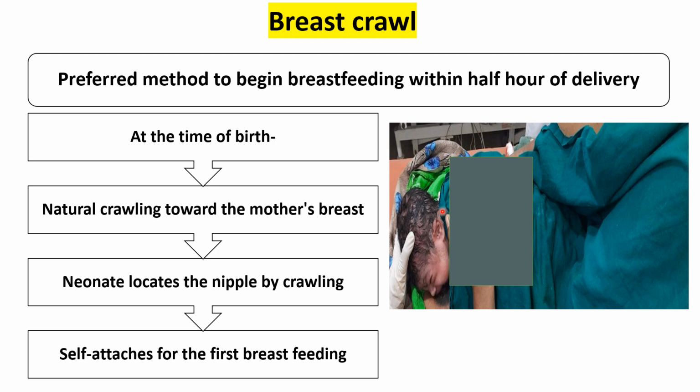So the prerequisite for this method is that the baby should be full term, should cry immediately after birth, and have normal tone. Only then will we keep the baby in the prone position over the mother's chest and abdomen. By this method, the neonate locates the nipple by crawling and self-attaches for the first breastfeeding.